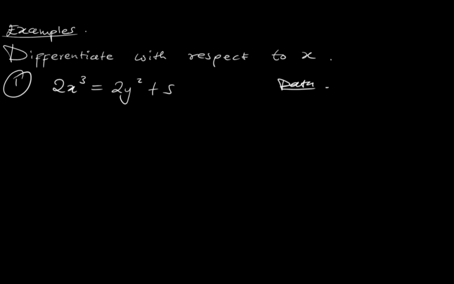So I'll start with 2x cubed. I will let p equal the first term, which is 2x cubed, and I'll differentiate it. So p prime is equal to what? 6x squared. That is us applying the power rule. That's for the first term.